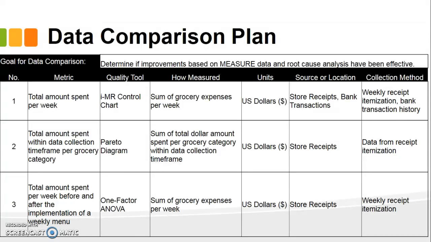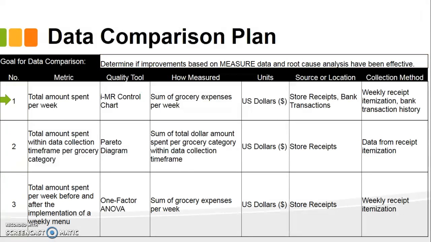Now that we did the improvements, we really need to look at comparing the data from the measure phase to the analyze and improve data. The goal for this data comparison, per my data comparison plan, is just to determine if those improvements have been effective. To do that, I am using 3 different tools and a few different metrics.